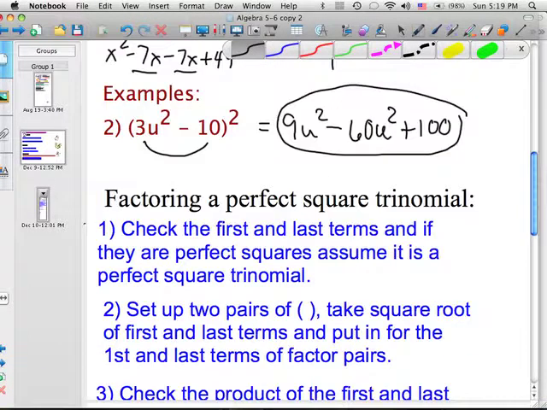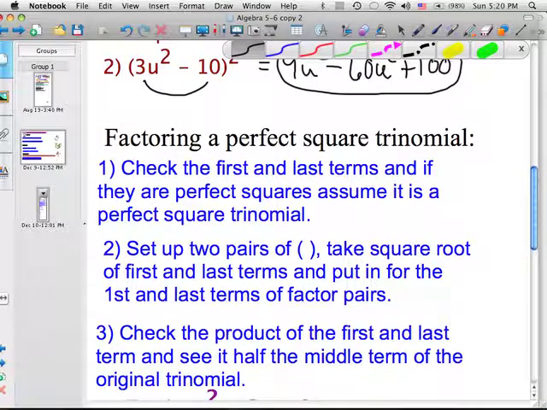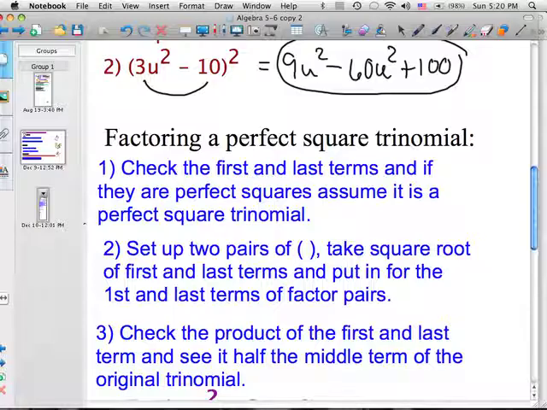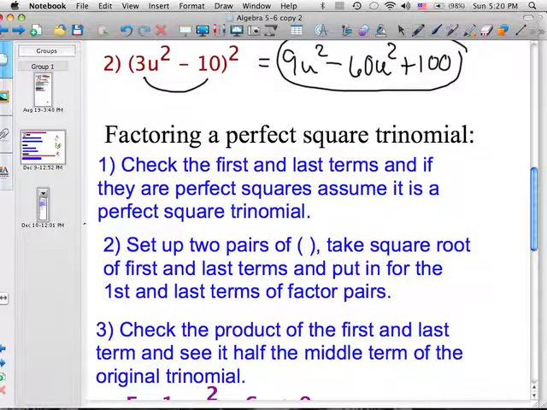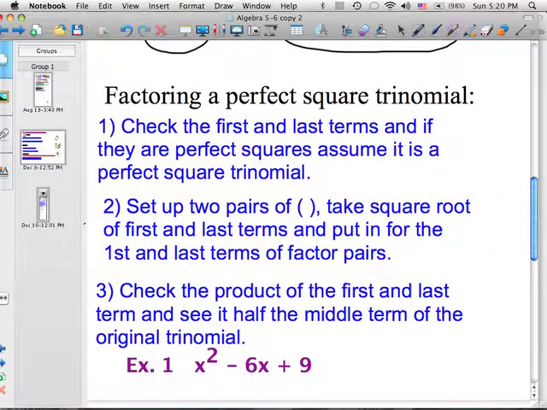Now going the opposite direction, we can factor a trinomial if we see that it's a perfect square trinomial. So what I do is check the first term and the last term and see if it's a perfect square. And if it is, we're going to try and see if it's a perfect square trinomial. So I set up the two factors.